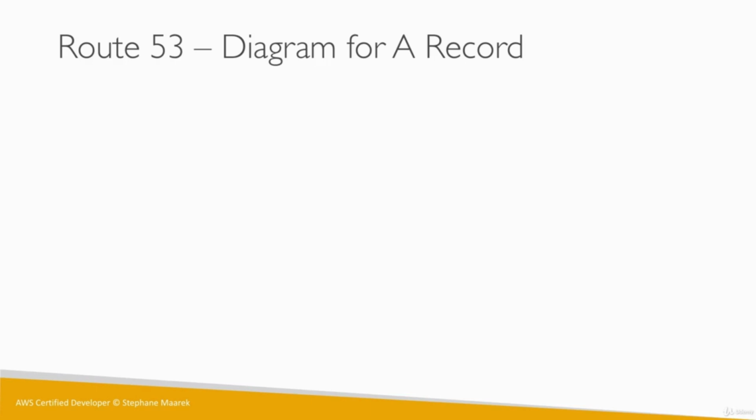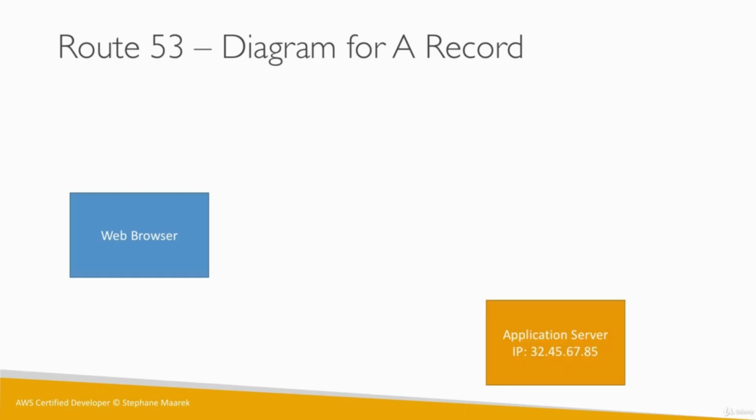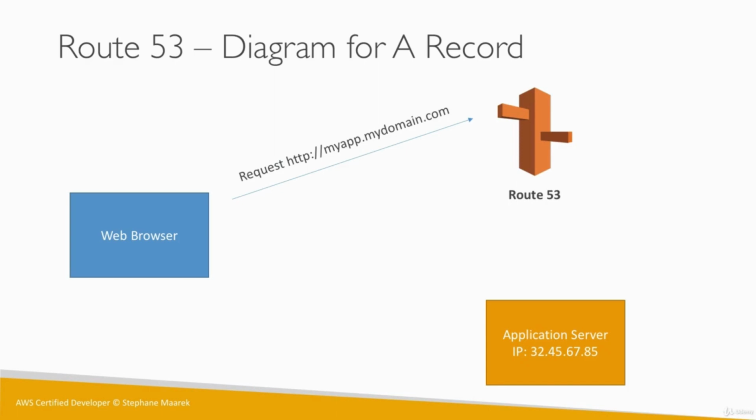So you may be asking, how does a DNS work? Like, I don't even see it. Well, because you don't see it, I'm going to show you a diagram. Here is my web browser, and I want to access my application server, but I don't know the IP of the application server. So I'm going to use Route 53, and I'm going to say, I want to go to myapp.mydomain.com. And Route 53 is aware of what that is. And it says, okay, it's an A record, so it's mapping a URL to an IP, and you're asking for myapp.mydomain.com, and I'll send you back the IP 32.45.67.85. And that's the IP you should use to reach your server.